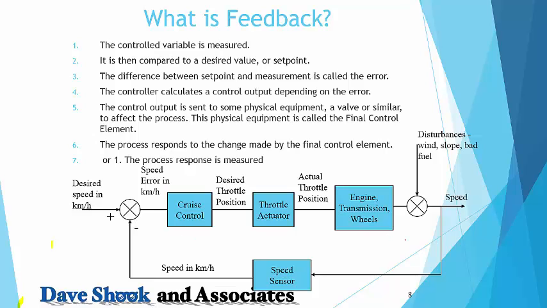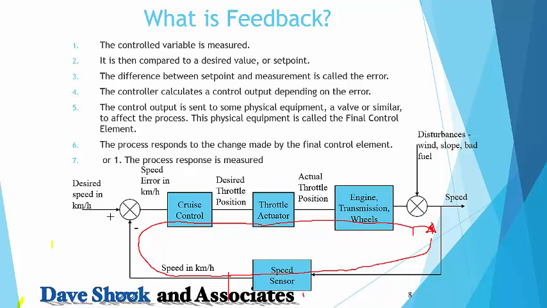So we start over here at the speed. That value is fed all the way around to where it started again. So we end up with information flowing around a closed loop. So this is feedback for the purposes of control.